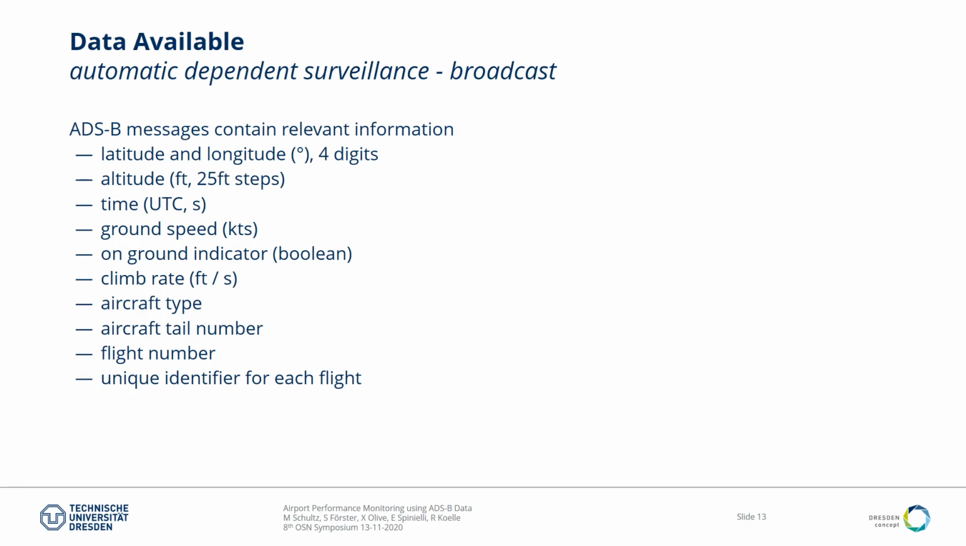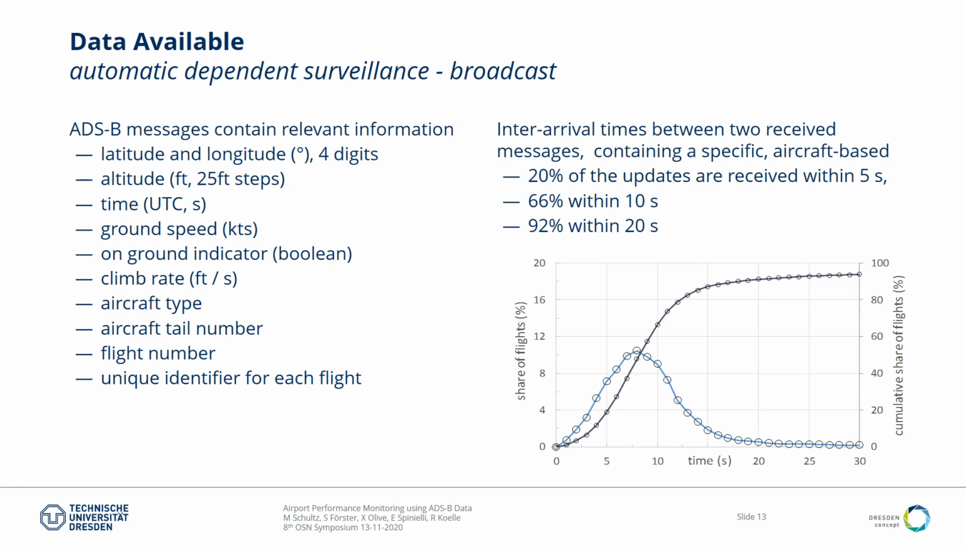In previous talks, we heard there is a lot of information in the ADS-B messages we can use. They contain latitude, longitude, positional data, flight plan related data, aircraft related data. And in an initial analysis, we tried to find out what the update rate is within our airport environment. And as you can see here, we receive updates every 10 seconds with 66%, which is pretty fair, and therefore we can use it for our airport operations as well.